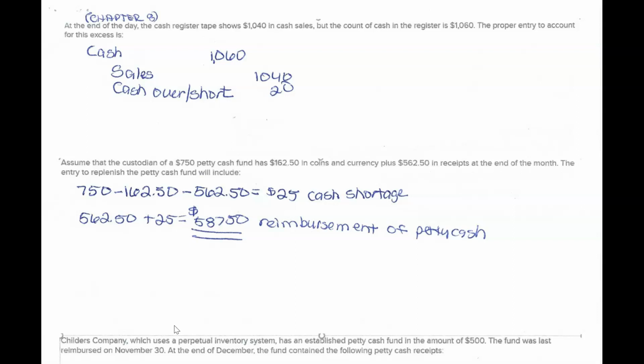Okay, chapter 8. At the end of the day, the cash register tape shows $1,040 in cash sales, but the count of cash in the register was $1,060. What is the proper entry to record to account for this excess? You need to debit cash, what you actually deposit, which is the amount that you have, $1,060. You'll credit sales of $1,040 because that's what sales were. That extra $20 that you have will be a credit into the account cash over short.